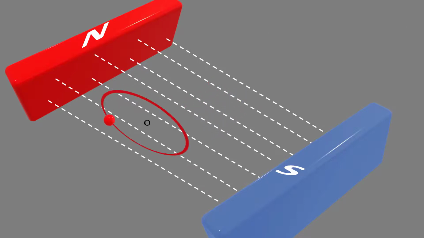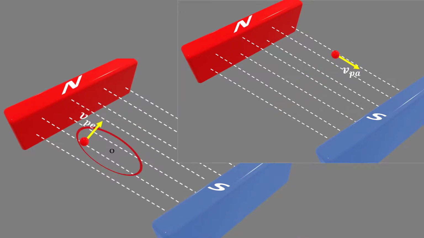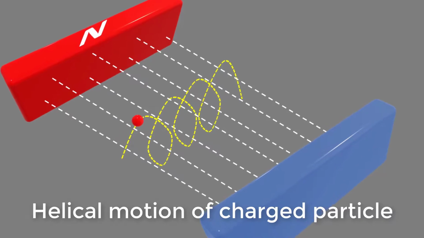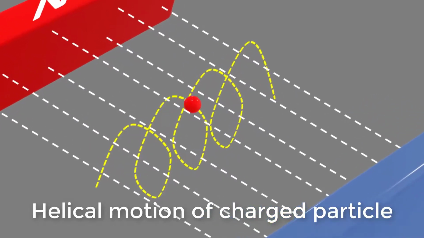The path of the motion of the charged particle because of the velocity component perpendicular to the field is circular, and the path because of the velocity component parallel to the field is linear. The real motion of the charged particle is the combination of these two components, circular motion plus linear motion, that we call helical motion. So, when a charged particle enters a uniform magnetic field, it experiences a helical motion.